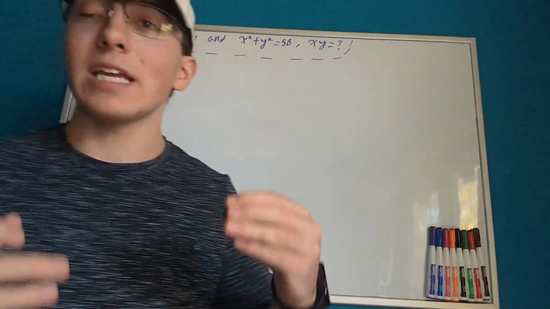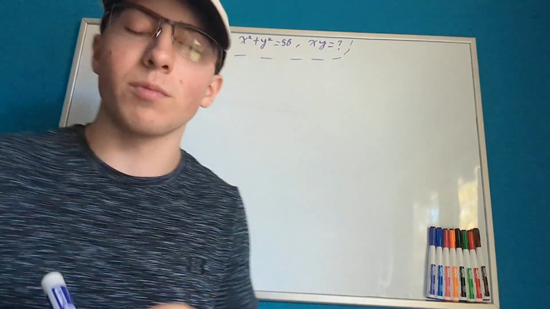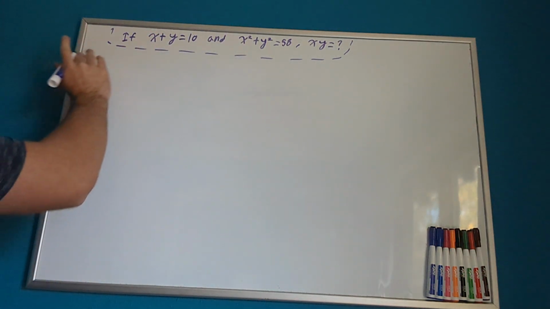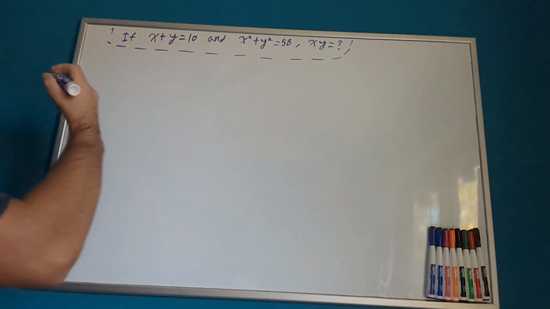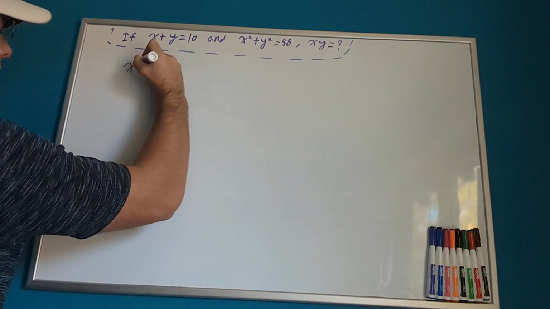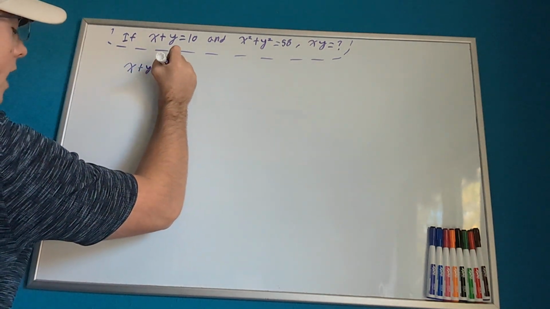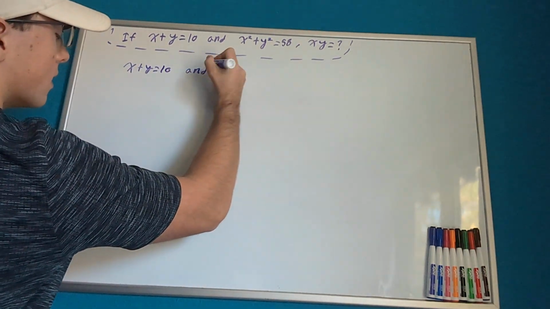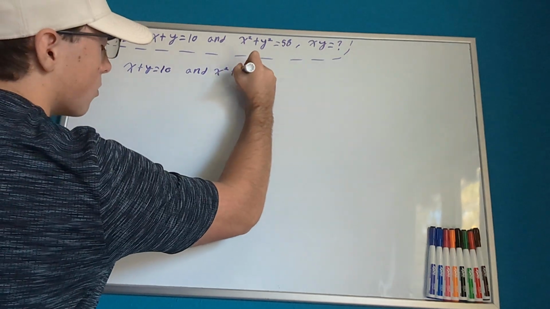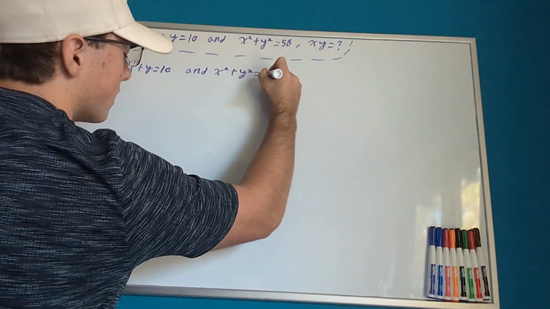Let's solve this in two different ways, because there are two different ways we can go about doing it. The first time, let's do it a little bit harder way. We'll do it with the system of equations. So x plus y equals 10 and x squared plus y squared equals 58.